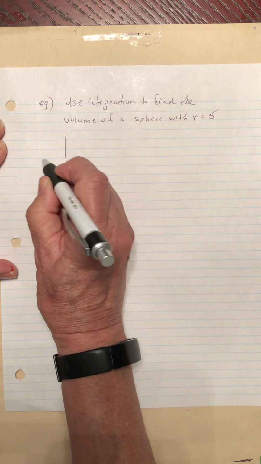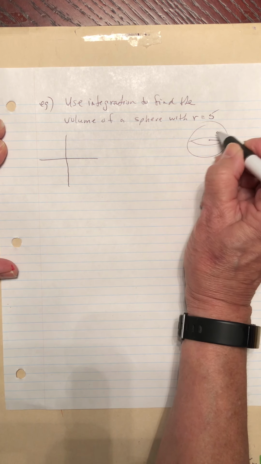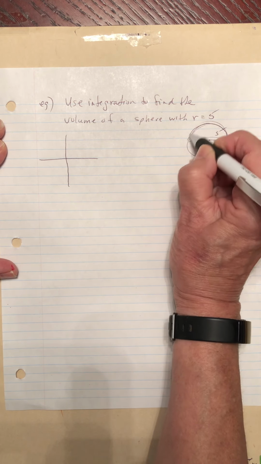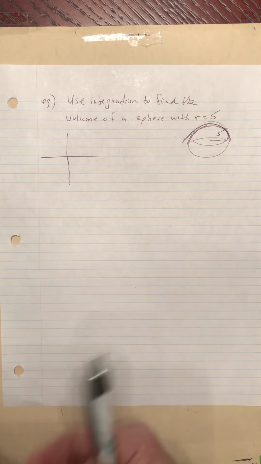Okay, so a sphere with radius of 5. Remember, we want to picture this. So you want to see, of course, the sphere. Here's what we're talking about, and the radius is 5. That top graph, right? That's what we want to see, and then we're probably going to try and rotate it around the x-axis.